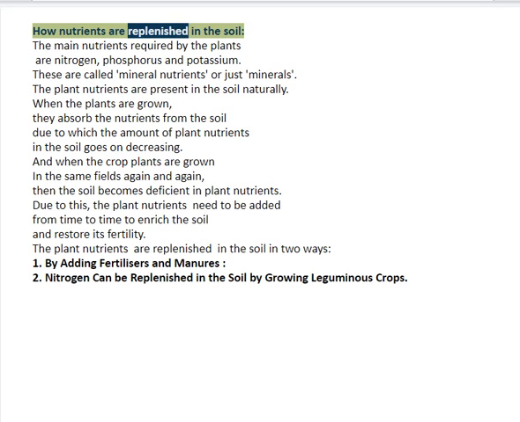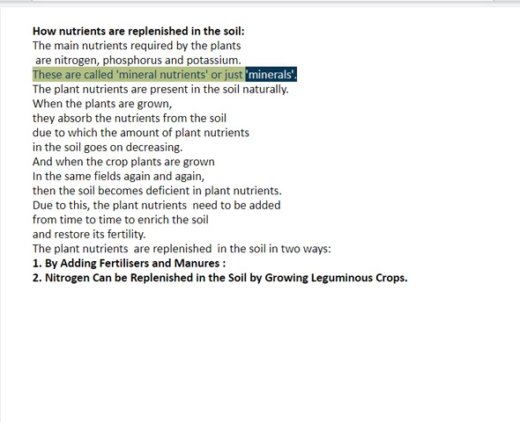How nutrients are replenished in the soil. The main nutrients required by the plants are nitrogen, phosphorus and potassium. These are called mineral nutrients or just minerals. The plant nutrients are present in the soil naturally. When the plants are grown, they absorb the nutrients from the soil, due to which the amount of plant nutrients in the soil goes on decreasing.